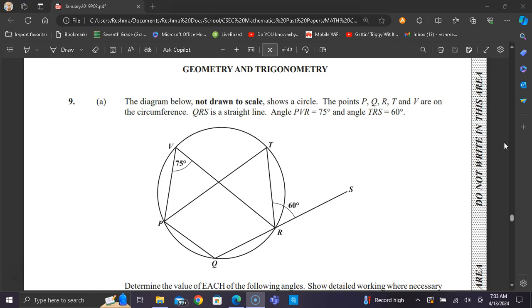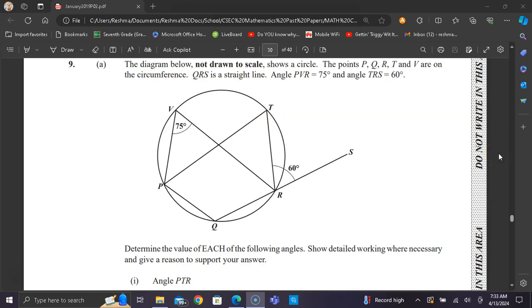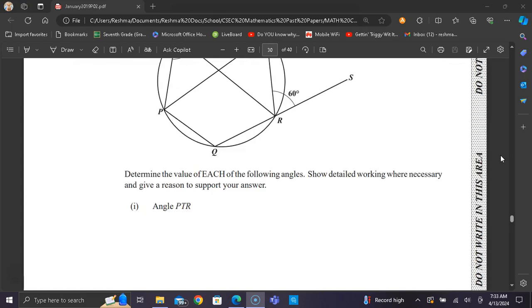We have a diagram showing a circle and the points P, Q, R, T, and V are on the circumference. QRS is a straight line and angle PVR is equal to 75 degrees and angle TRS is equal to 60 degrees. We have to determine the value of each of the following angles, and the first one we have to find is angle PTR.